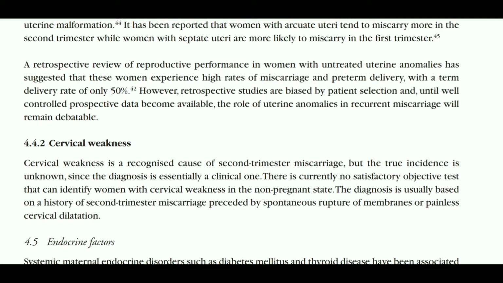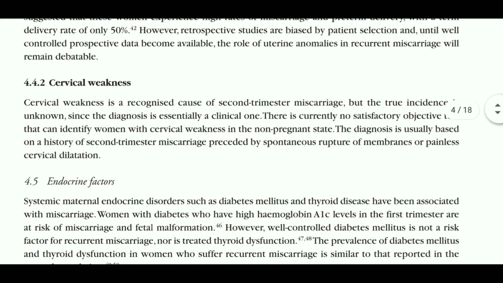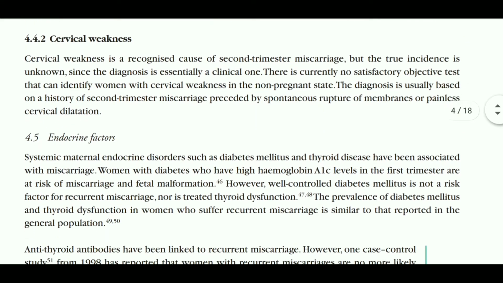Cervical weakness is a recognized cause of second trimester miscarriage, but its incidence is unknown since the diagnosis is essentially clinical. There is currently no satisfactory objective test that can identify women with cervical weakness in the non-pregnant state, and the diagnosis is usually based on the history of second trimester miscarriage preceded by spontaneous rupture of membranes or painless cervical dilatation.